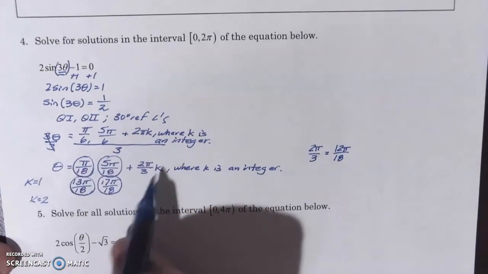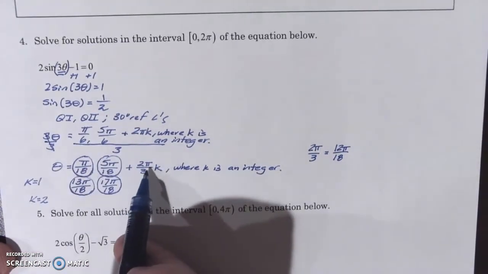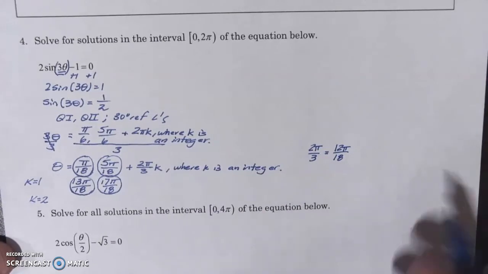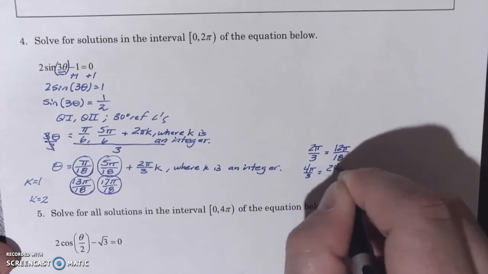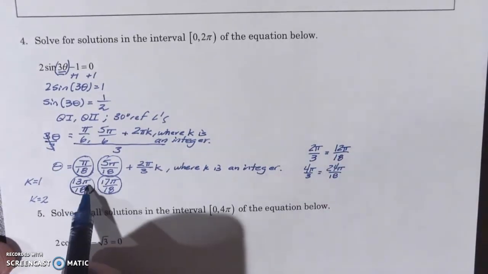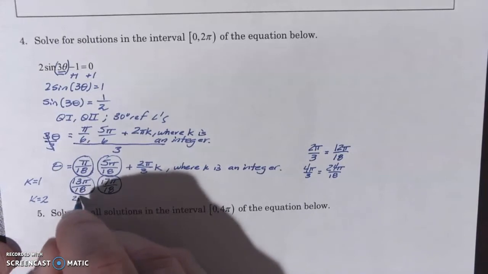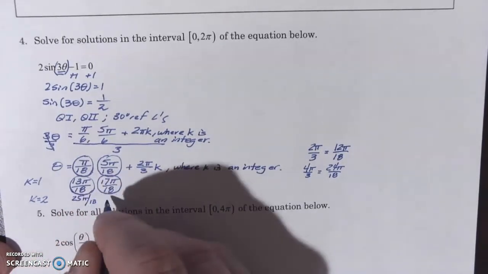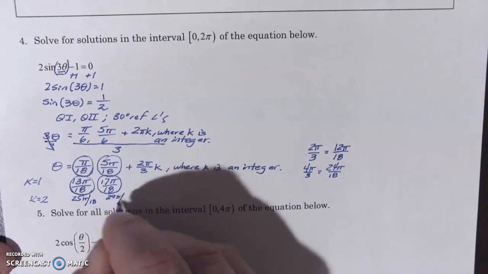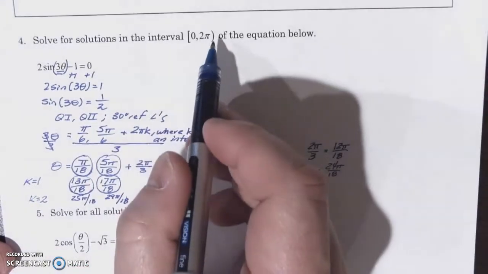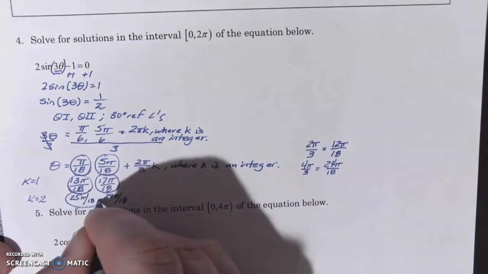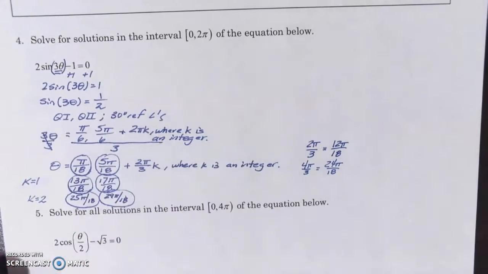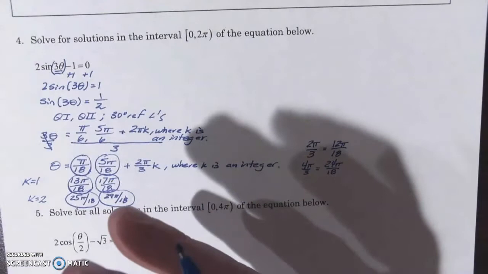How about when k equals 2? If we add 2 pi over 3 basically twice, well, 4 pi over 3 is 24 pi over 18, or let's just think about adding another 12 pi over 18 here. We'd get 25 pi over 18 and 29 pi over 18. Are these both within our domain? Well, 2 pi is 36 pi over 18, so that does fall between 0 and 2 pi. Those are going to be our solutions. I know as the teacher who's done lots of problems like this that that's where we're going to stop.